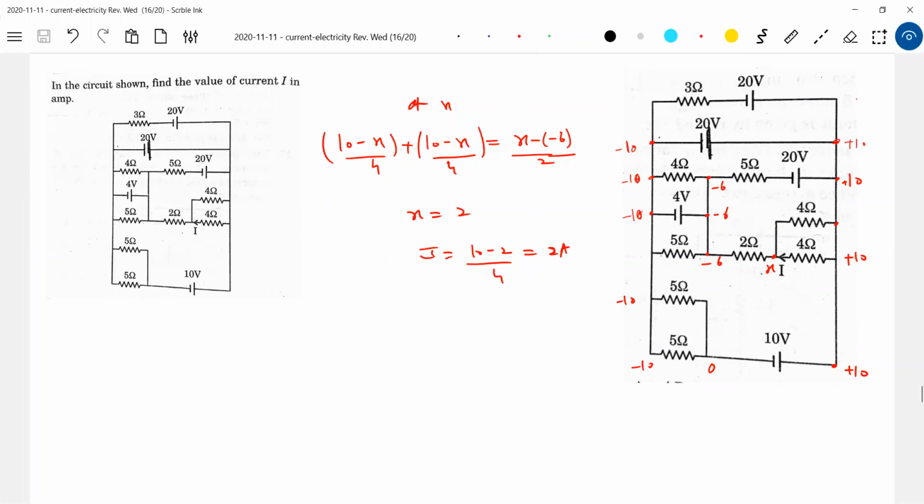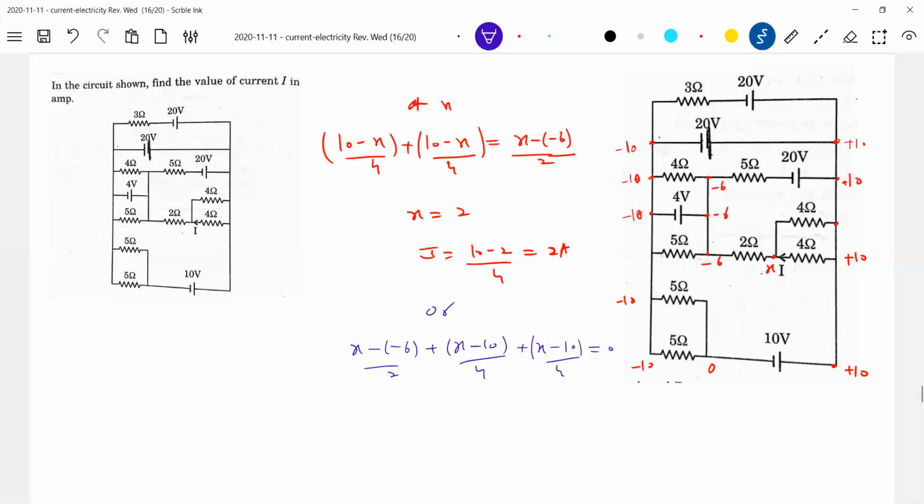Sir, how do you come to know whether current is entering or leaving? That's another question you can ask. I took it, but at some places we don't know whether current is entering or leaving. Here he has shown the direction of I. So in that case, what should your thinking be? Your thinking should be that the algebraic sum of currents at a junction should be 0. So x plus (x minus of minus 6) by 2, plus (x minus 10) by 4. I think this is what I suggested to you. Can you remember?